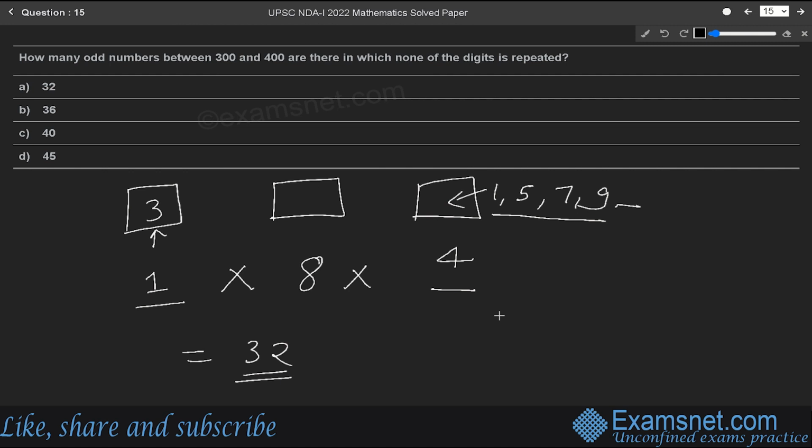So, the chances of 3 is 1 and the chances of these numbers is 4. And from 10, 2 digits are already used. So, the remaining digits are 8. In this way, we get the answer 32.